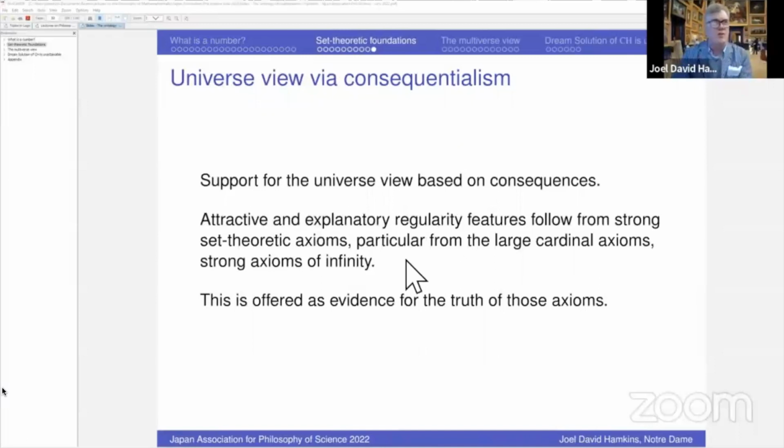For example, if you define a set of real numbers using just the usual analytic structure, I mean, addition and multiplication and so on, and allow yourself quantification over integers and over real numbers. If you make a definition of a set of real numbers that way, then it follows from the large cardinal axioms that that set will be Lebesgue measurable. But that's not something that you can prove without these large cardinal axioms. So it's consistent with ZFC without the large cardinal axioms that there would be such projectively definable sets that are not Lebesgue measurable. But if you have the large cardinal axioms, then all of them are Lebesgue measurable. And that's the kind of explanatory regularity feature that I'm talking about. It provides evidence for the truth of those large cardinal axioms.